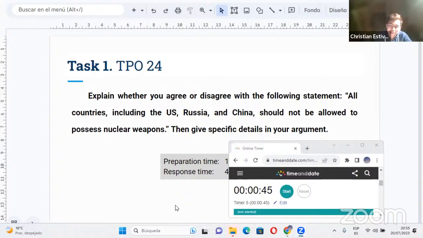Yes, the most famous one, World War II, when the US destroyed two important cities in Japan and thousands of lives were lost.